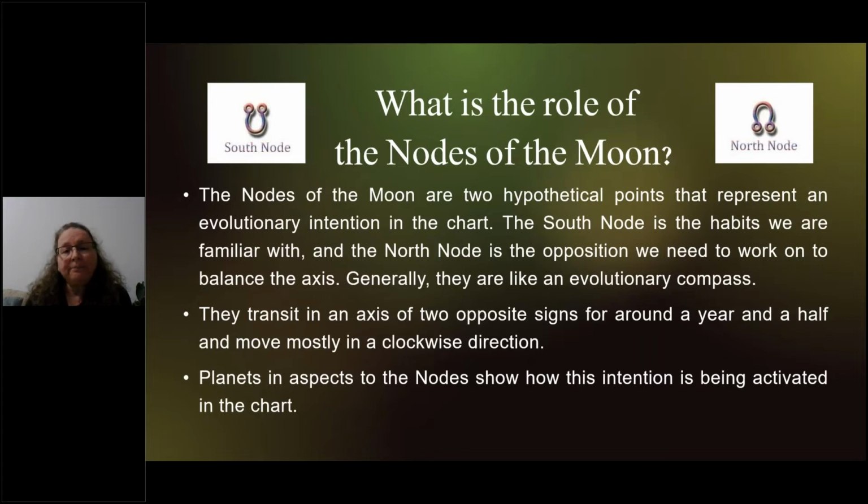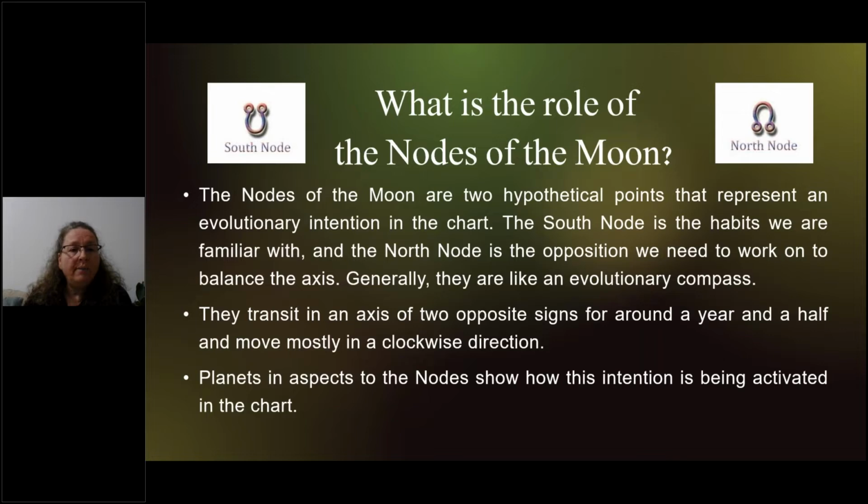So the nodes of the moon are not planets. They are just two hypothetical points in the chart that represent an evolutionary intention in the chart. I'm working with both Western and Indian astrology, but today I will focus only on the Western point of view, as it's different signs and sometimes it's different meaning to the nodes. So I will focus today only on the Western perspective from an evolutionary astrology point of view.